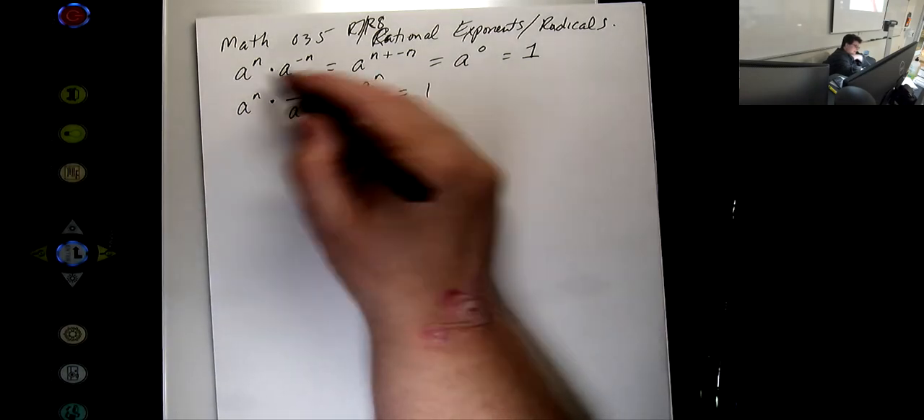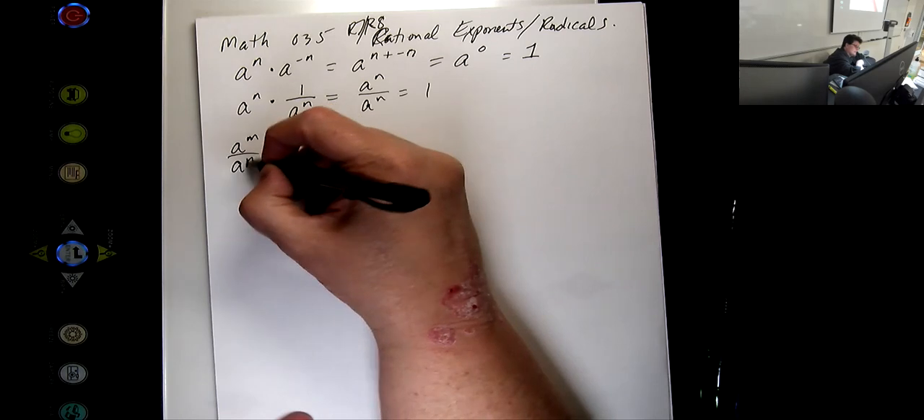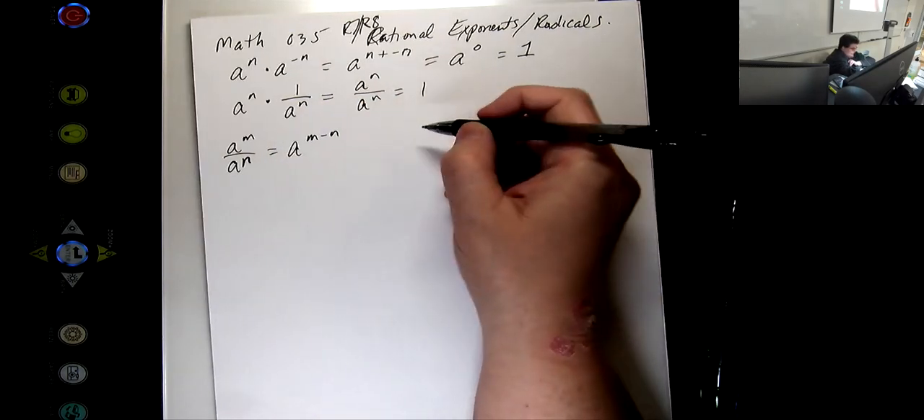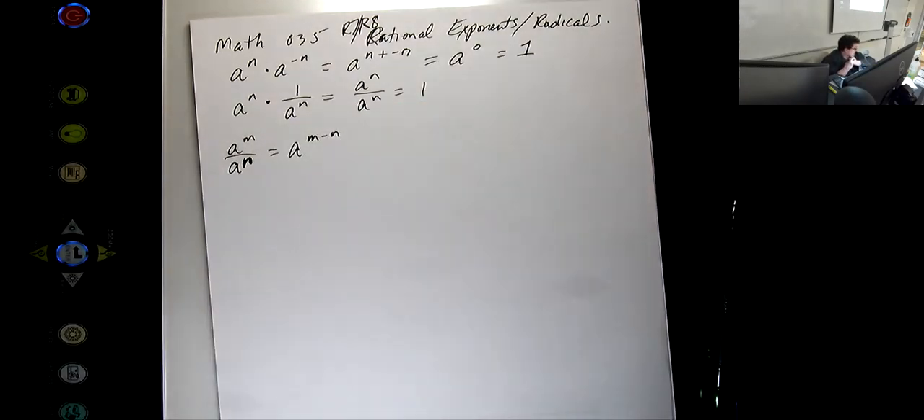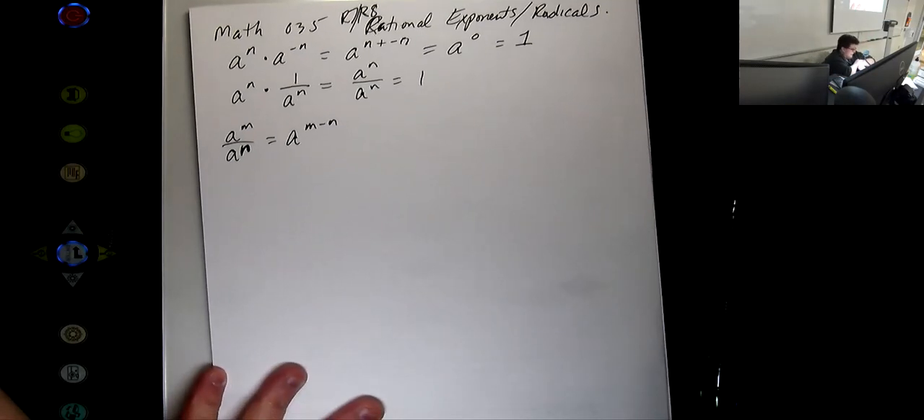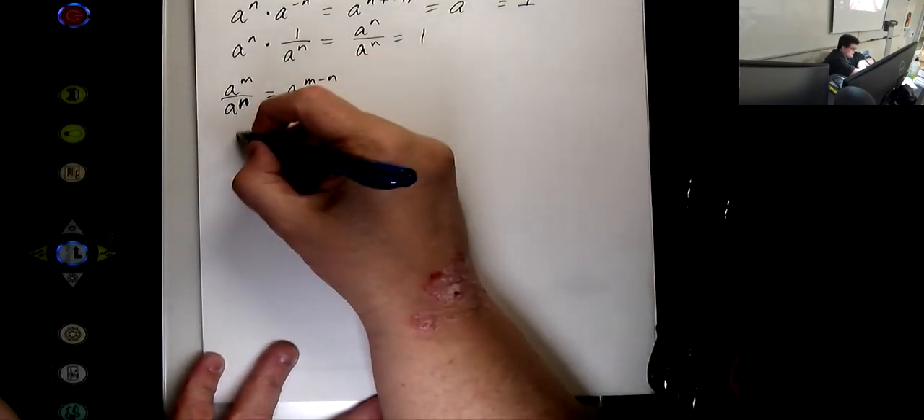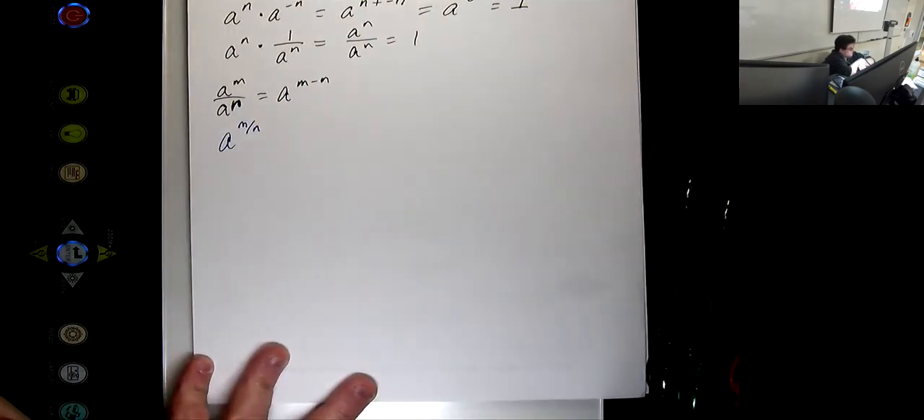We had division. When we divide exponents, this becomes subtraction. So a to the m over a to the n becomes a to the m minus n. And we did some examples with that. And then we started talking about the rational exponents. So a to the m over n, when the division is actually in the exponent.